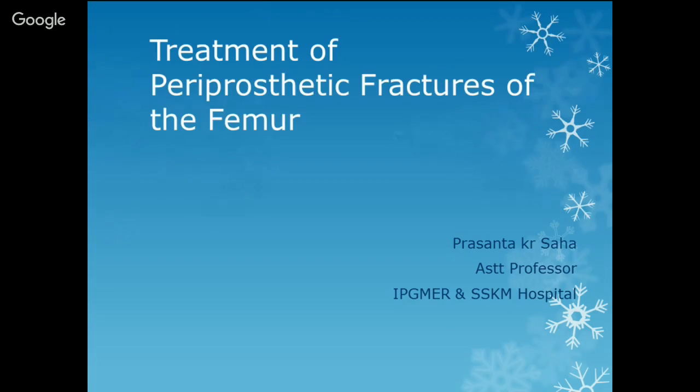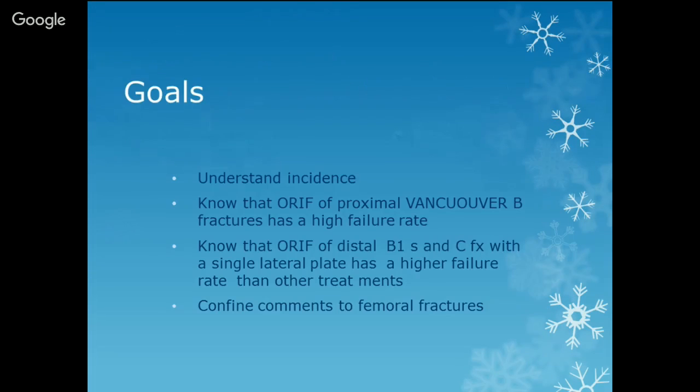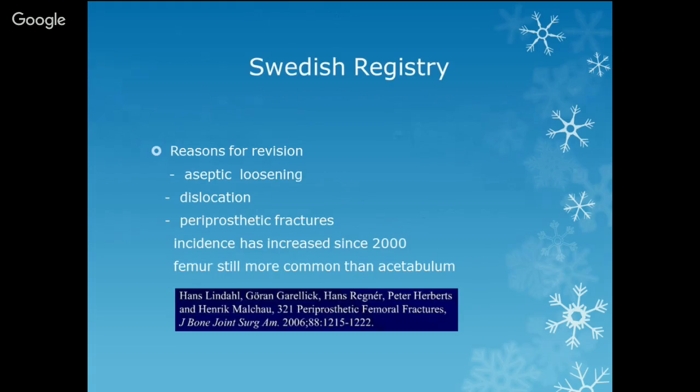Now the second most common complication of the total hip is the periprosthetic fracture of the femur. We have to understand the incidence. We have to understand that open reduction of proximal Vancouver B fractures has a high failure rate. The distal B1s and the C fractures with a single lateral plate have high failure rates. Now about the Swedish registry.